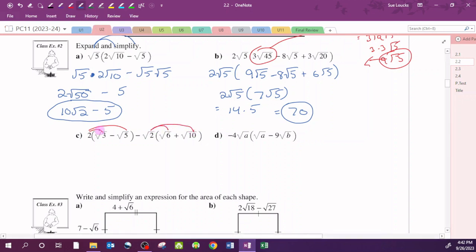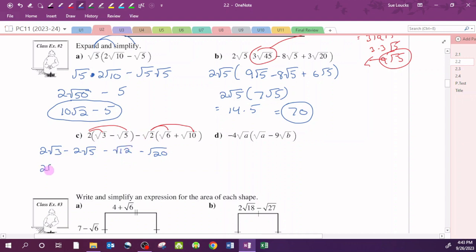So I'm going to get 2 root 3 minus 2 root 5 minus root 2 times root 6 is root 12. And then this is also going to be minus because it's negative root 2 times root 10, so that's going to be minus root 20. And then I need to see if I can simplify any of these, and I can simplify the root 12 and the root 20.